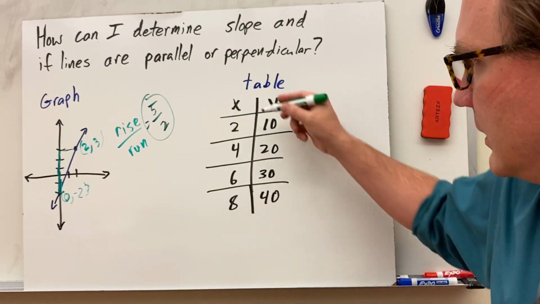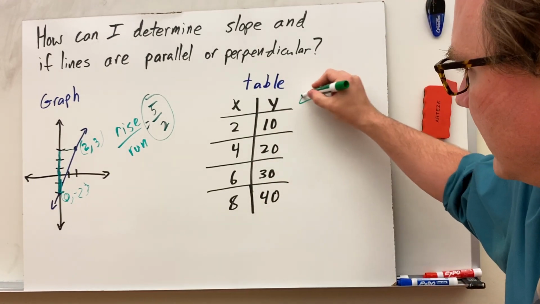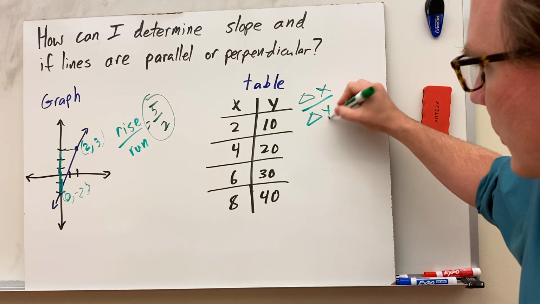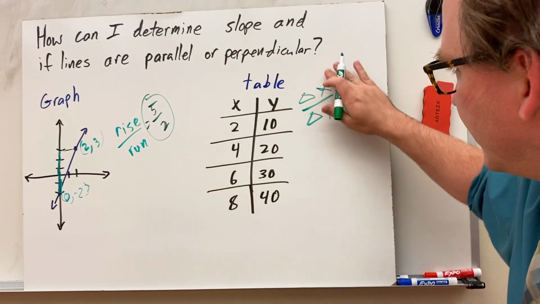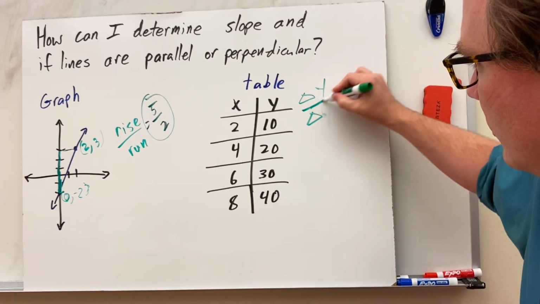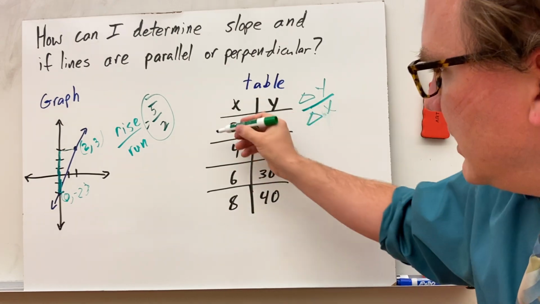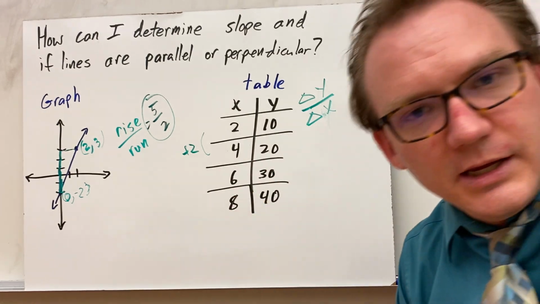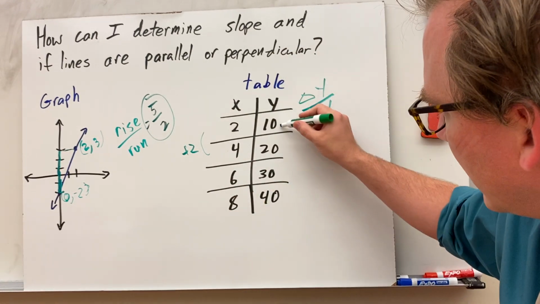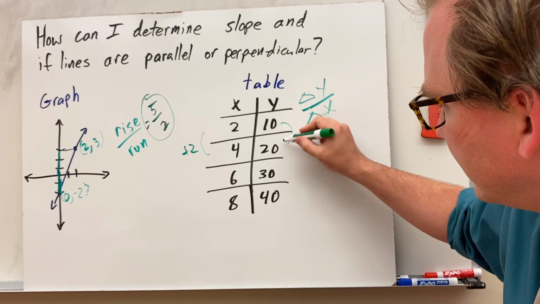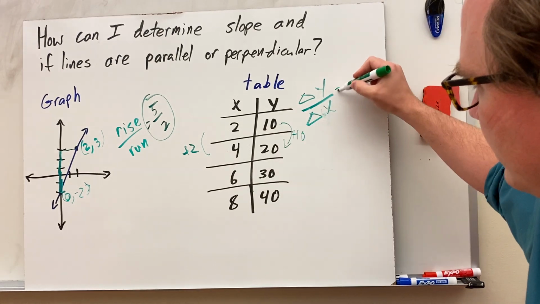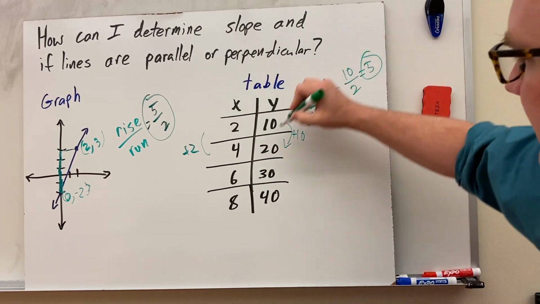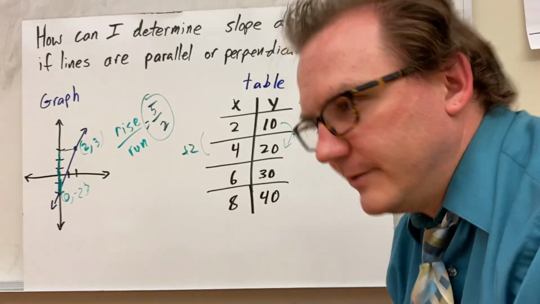From a table, you have x and y. You really got to think change in y, indicated with a delta symbol, over change in x. My change in x goes 2, 4, 6. It's plus 2 every time. It's the same thing every time in this table. My change in y goes 10, 20, 30, so it's plus 10. So I would put that as 10 over 2, which equals 5. So in this case, my slope is 5.